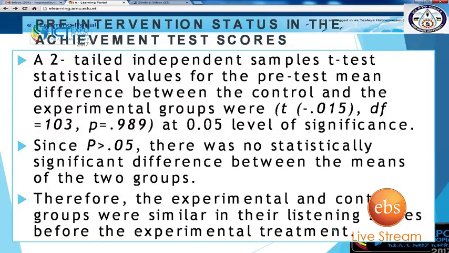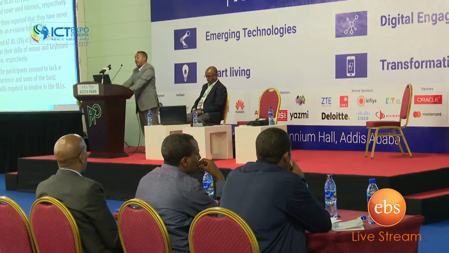A two-tailed independent sample t-test on the pre-test values, the mean difference between the control and the experimental group: the t-value, as indicated, the degree of freedom, and the p-value of 0.989 at the 0.05 level of significance. Since the p-value is greater than 0.05, there was no statistical difference in the achievement test before the intervention. Pre-intervention ICT training and e-learning experience was checked, and most of them didn't have that experience and the necessary e-skills.